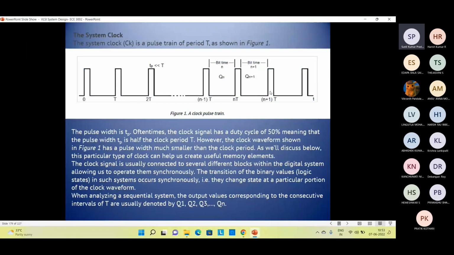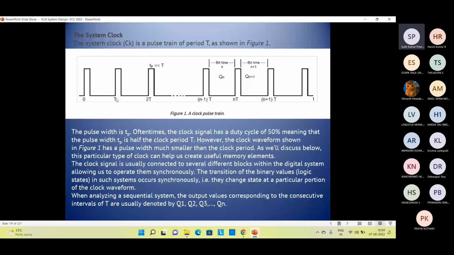Now we need to understand the clock pulse train. This is the train of clock pulses, and this is one period of the clock pulse. It starts from here up to T, then from here up to 2T, and so on and so forth. This is the pulse width, which we call TP. This TP pulse width is very much less than our period T.